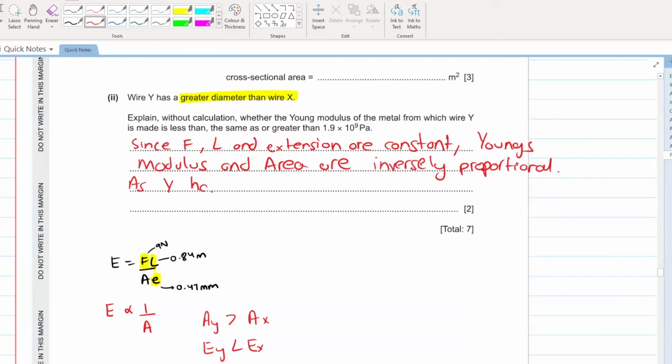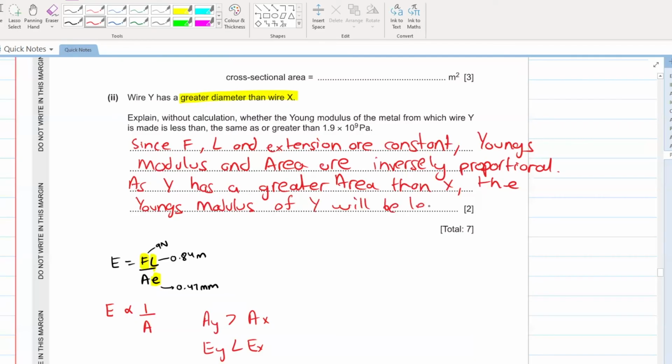As Y has a greater area than X, the Young's modulus of Y will be less than 1.9 into 10 to the power of 9 Pascal. Simple. Let's further move ahead.